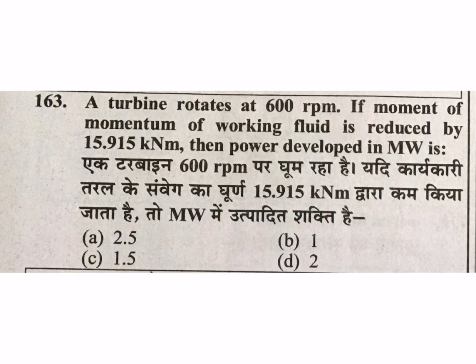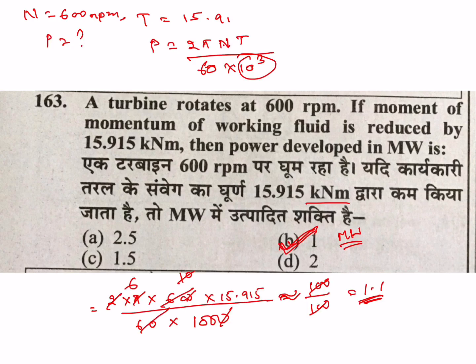Next question, a turbine rotates at 600 rpm. If the moment of momentum of working fluid, moment of momentum meaning the torque of the working fluid, is reduced by 15.915 kilonewton meter, then the power developed in megawatt is how much? So you have to calculate the power developed. N is equal to how much? 600 RPM, then 15.9.